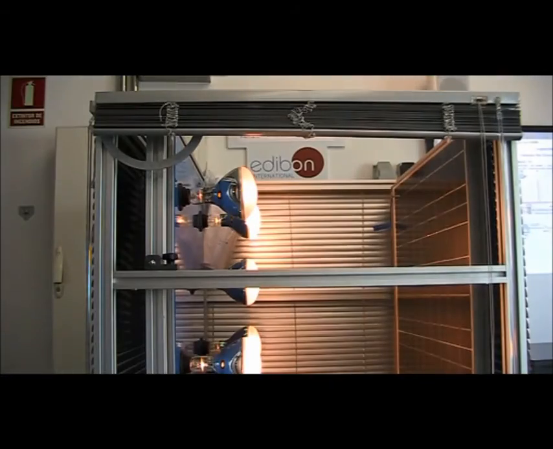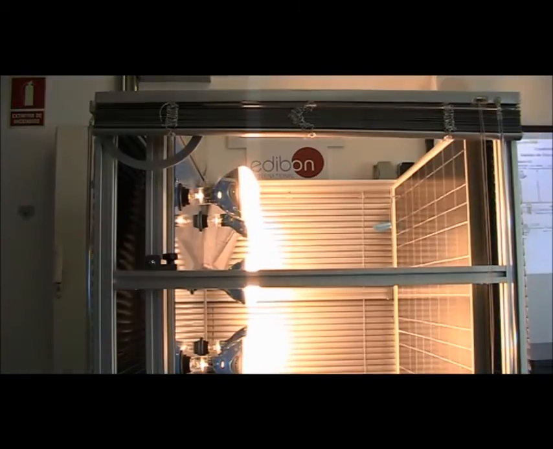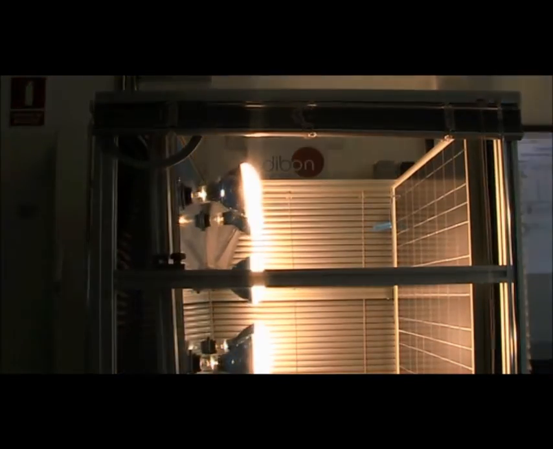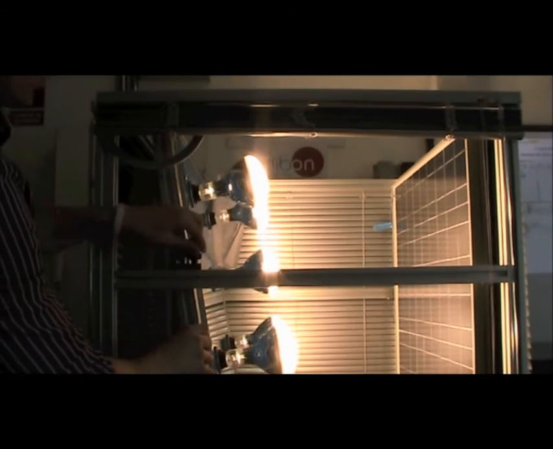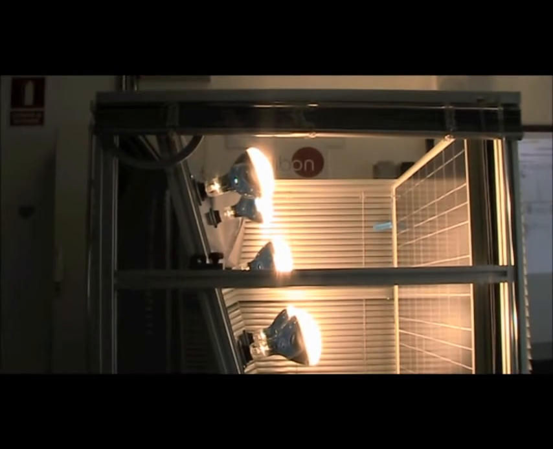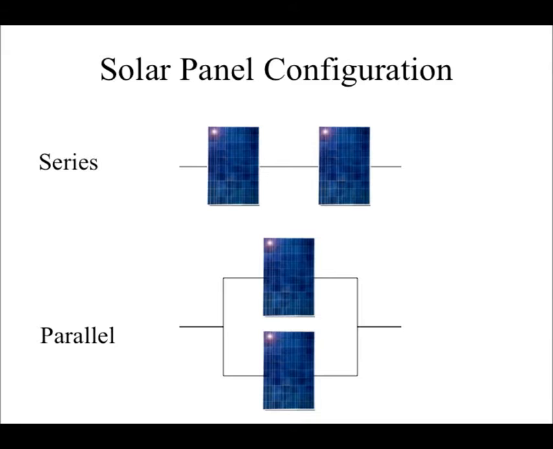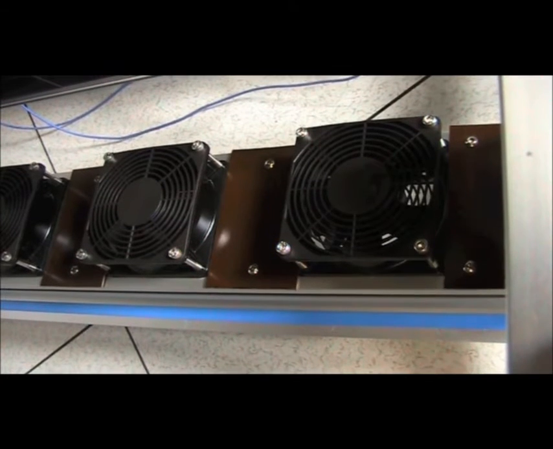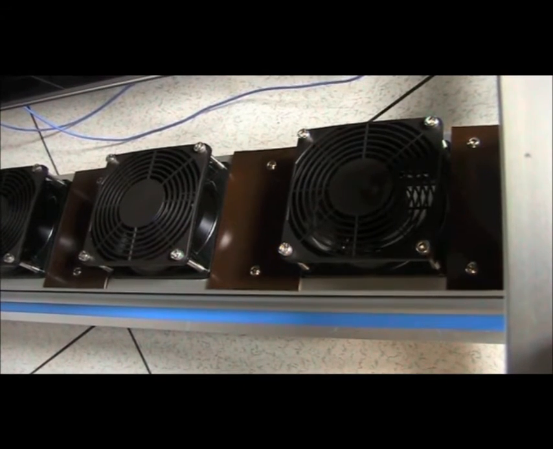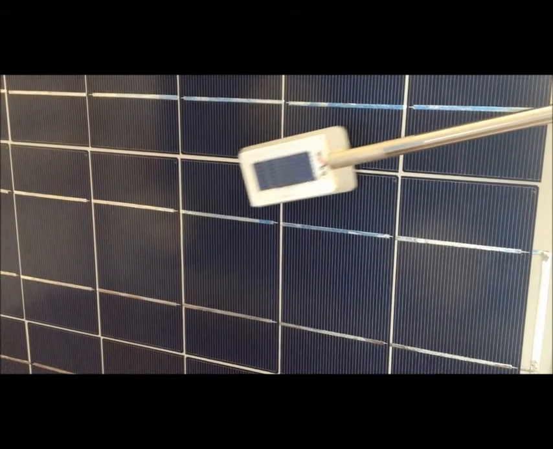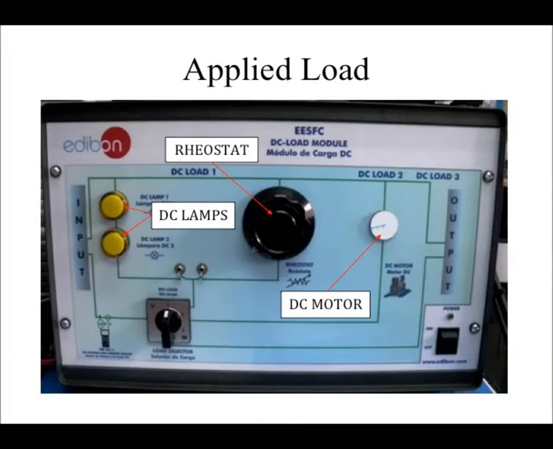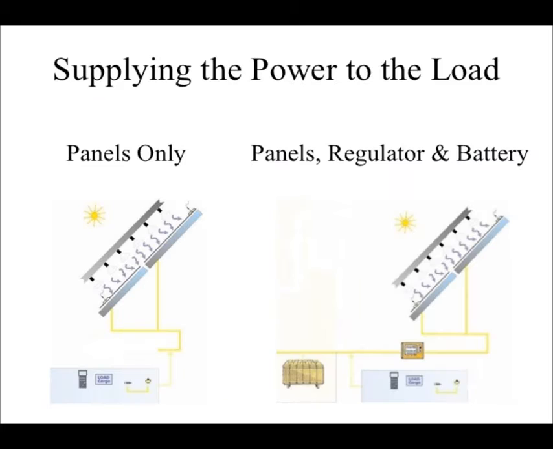The elements that can be adjusted in this unit are the magnitude of solar radiation emitted from the solar lamps, the light's angle of incidence on the solar panel, series or parallel configuration of the panels, panel ventilation using a row of fans, the location of the solar radiation sensor, the load connected to the photovoltaic panel, and whether the load is being powered only by the panels or if the panels are being assisted by a regulator and battery.